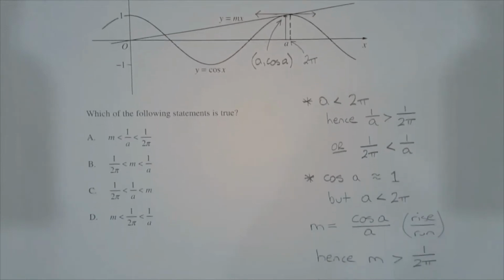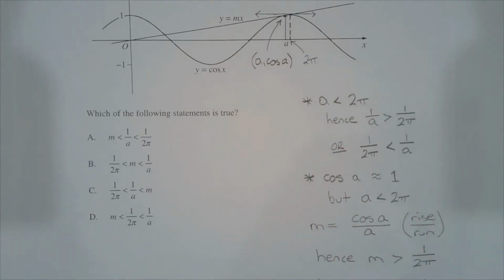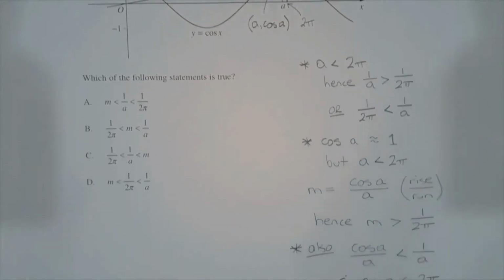The next point to consider is that cos a is approximately equal to 1, but a is less than 2π. Now the gradient m is equal to cos a over a, so that's the y coordinate over the x coordinate, rise over run. Hence, m is greater than 1/2π.